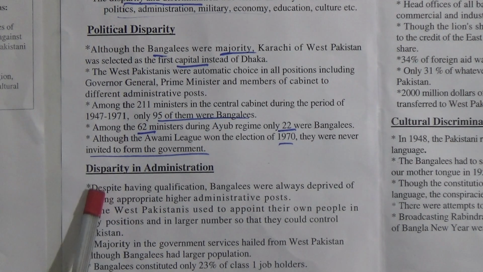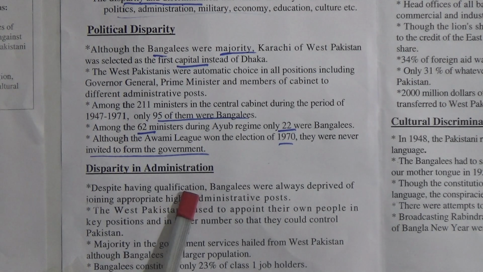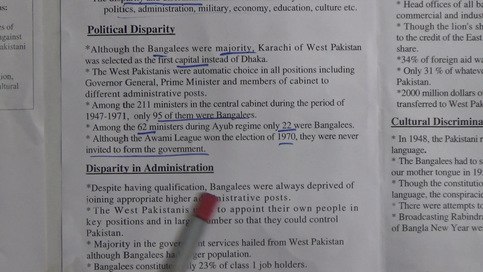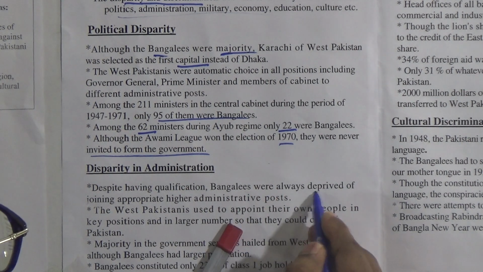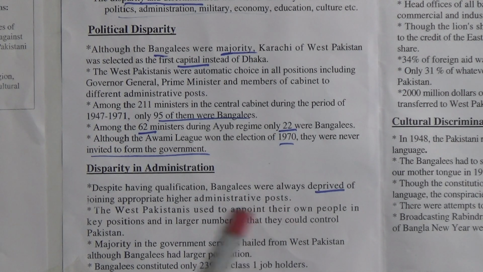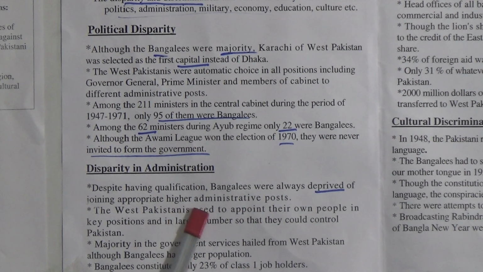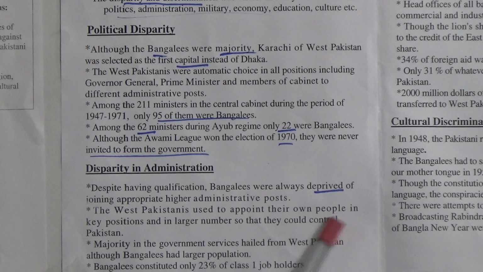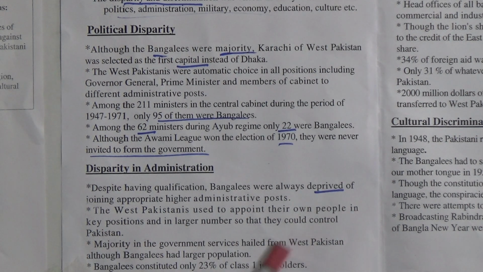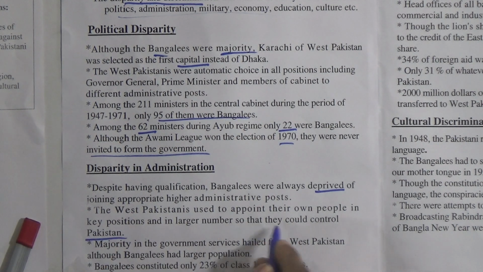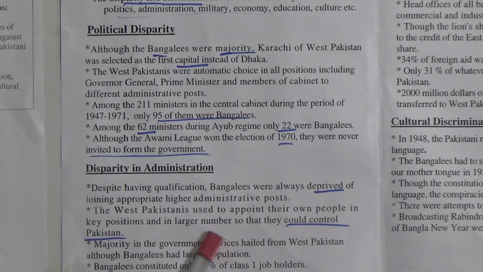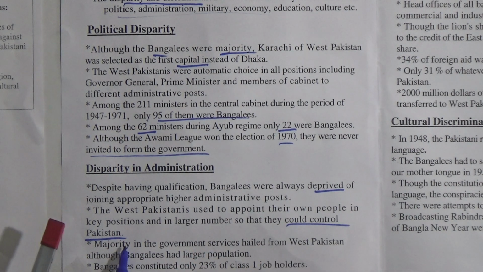So next one, disparity in administrations. Despite having qualifications, Bengalis were always deprived of joining appropriate higher administrative posts. The West Pakistanis used to appoint their own people in key positions in large numbers so that they could control Pakistan.